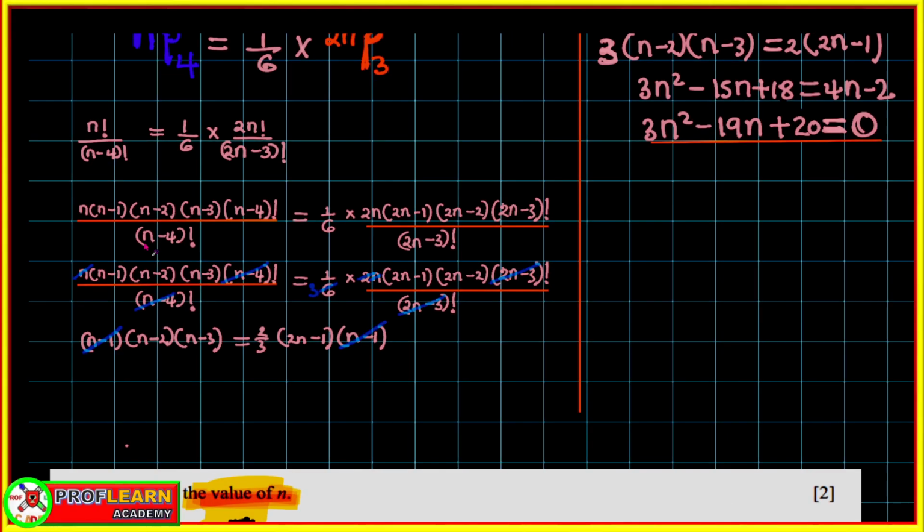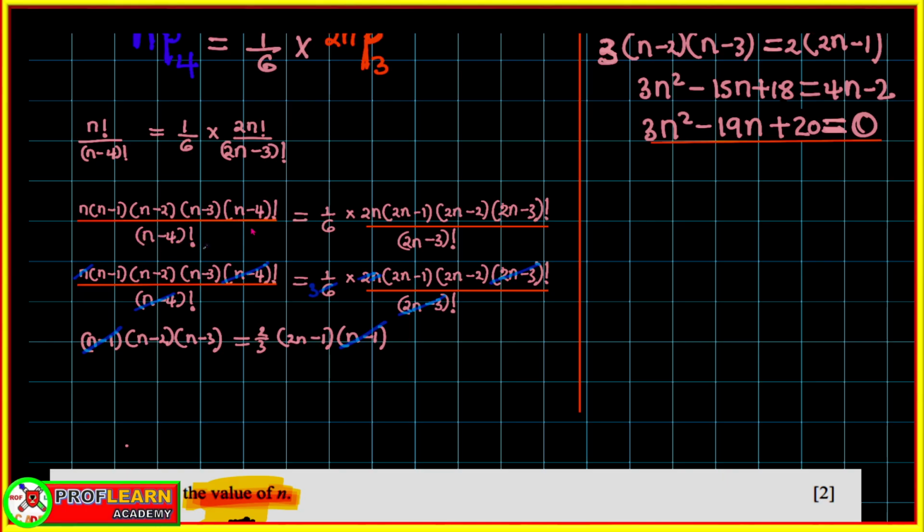I need you to be very, very careful. Because we have n minus 4 factorial down here, we are going to expand the top until we have n minus 4 factorial. So whenever you are expressing n factorial, it means it's n into n minus 1, the next term will be n minus 2, n minus 3, n minus 4. So you can see that at any given point we can cancel this one and this one here.